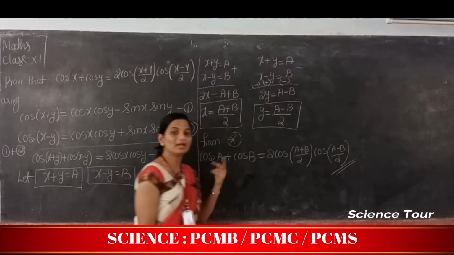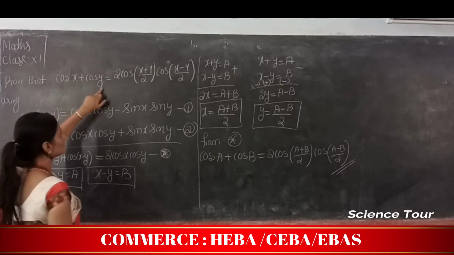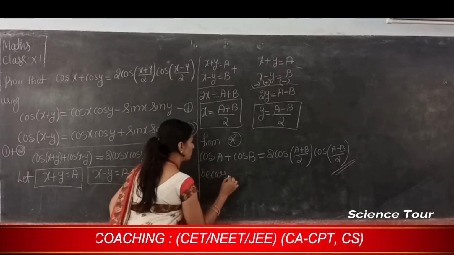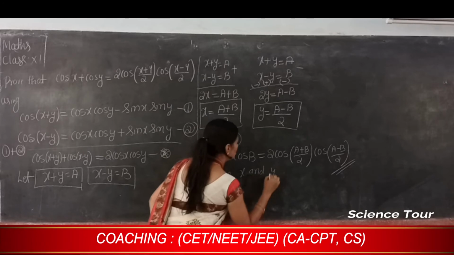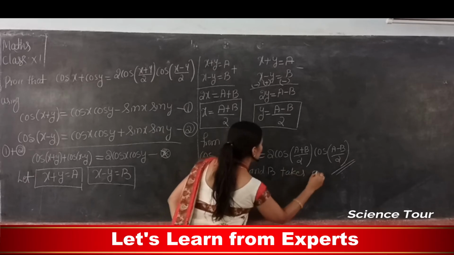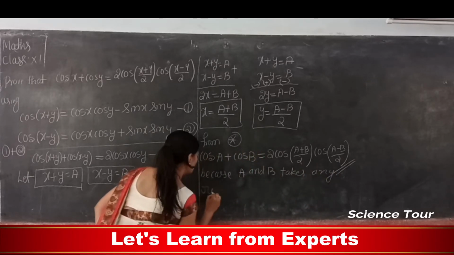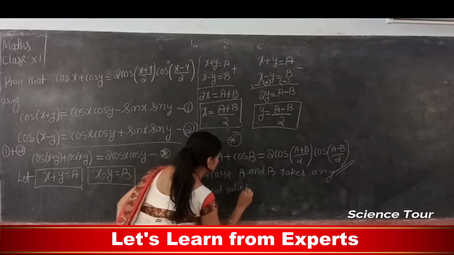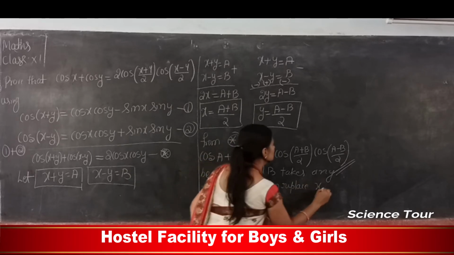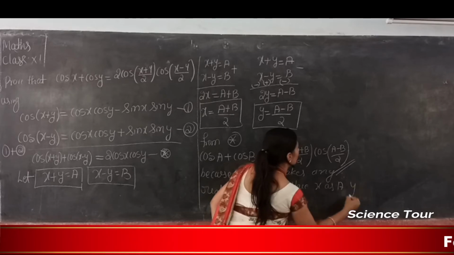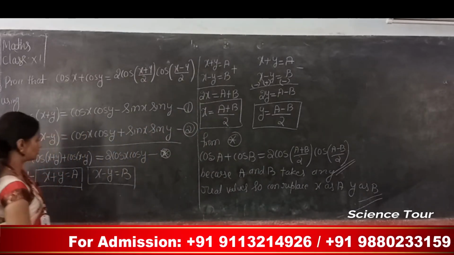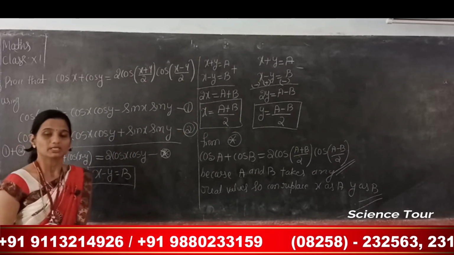Hence proved, right? Why is it proved? Because a and b take any real values, so we can replace a with x and b with y, x as a and y as b. So this is important.